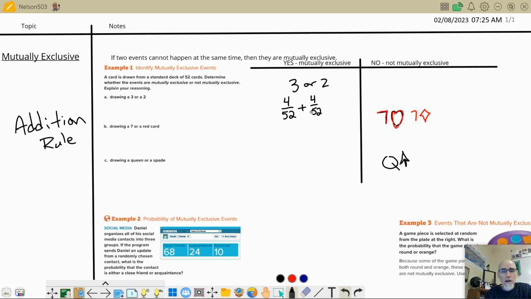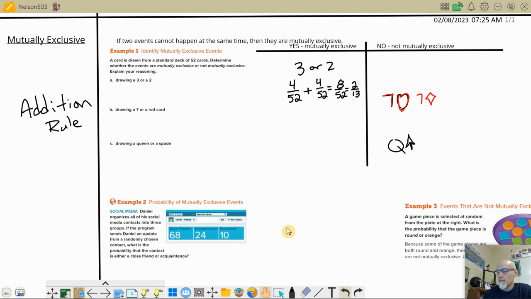Now, when you add fractions, if their denominators are equal, it's super easy. You just add their numerators, and we end up with 8 over 52. And then we try to reduce that, right? Like 4 will go into here 2 times, and 4 goes into 52 13 times. So 2/13 is our probability. You can convert it to a decimal, percent, whatever. Okay. So in this video, I'm only going to be focused on how do you calculate the probability of a mutually exclusive event occurring.